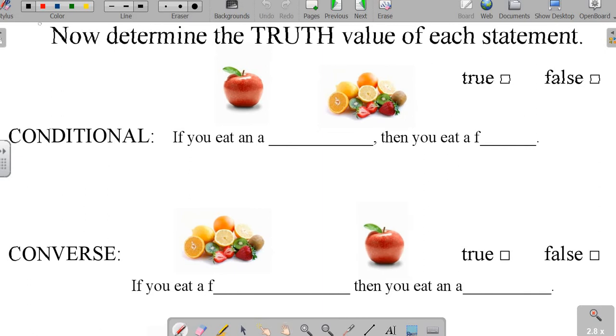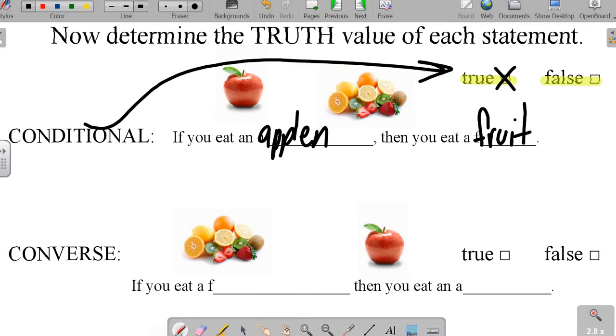Okay, the truth value. If you eat an apple, then you eat a fruit. Ask yourself, is that true or false? You have 5 seconds to check. That is a true statement. Yes, if you've eaten an apple, you've eaten a fruit. That's a true statement. Keep in mind, in this case, the conditional was a true statement.